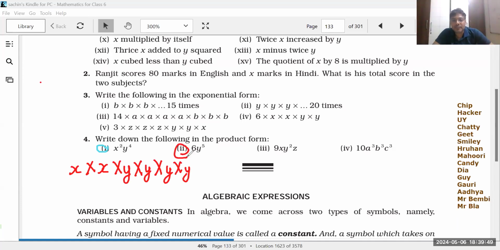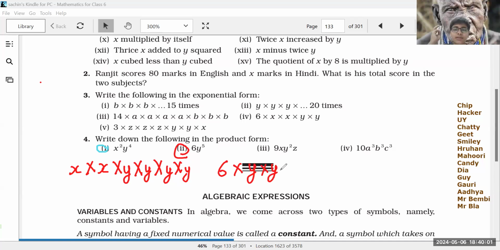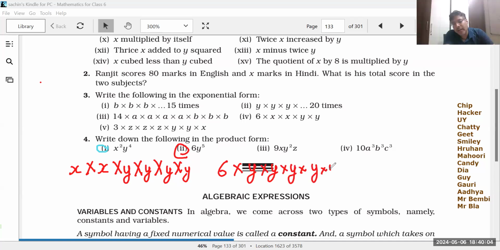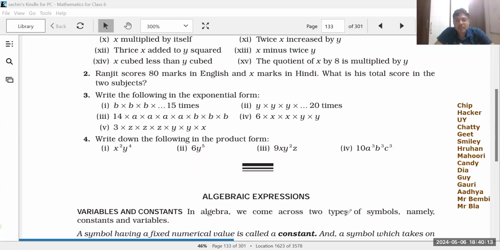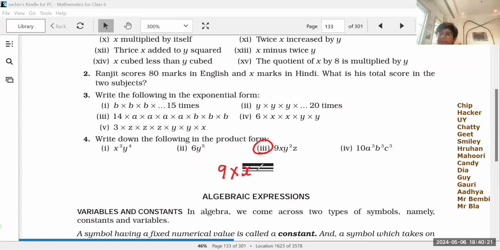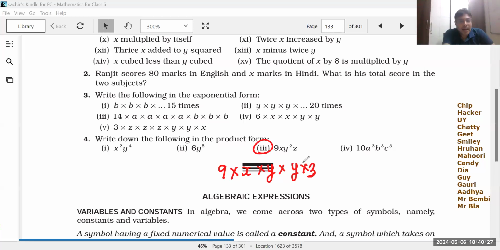Understood, everyone? Yes, sir. Second part, next? So Mr. Bambi, Sir, we write 6 multiplied by Y multiplied by Y multiplied by Y multiplied by Y multiplied by Y. All right. Beta, I'm giving everyone a chance. Yes, Rohan, third question. Sir, 9 times X times Y times Z.